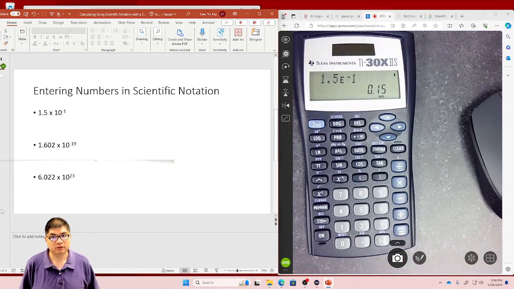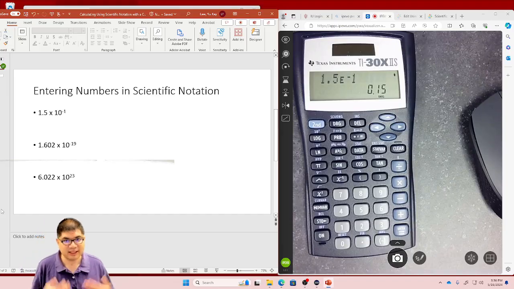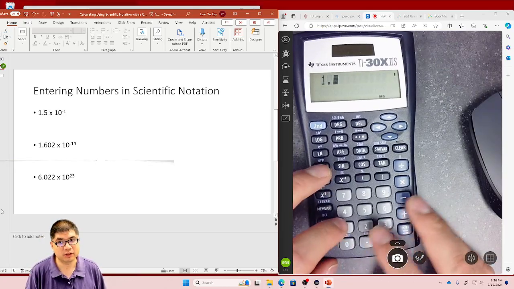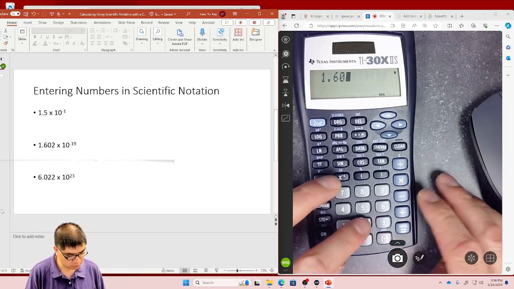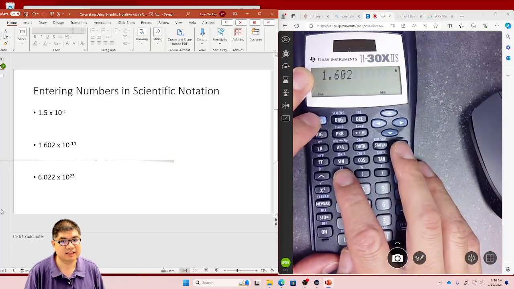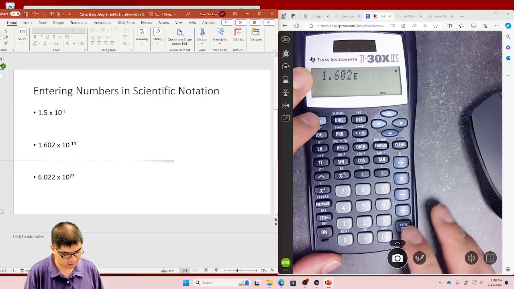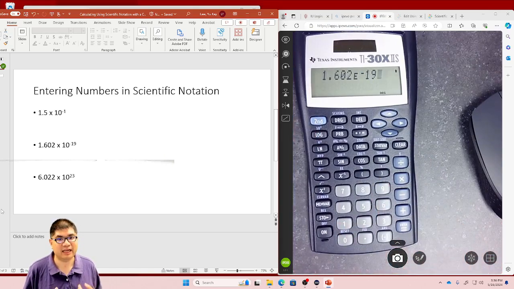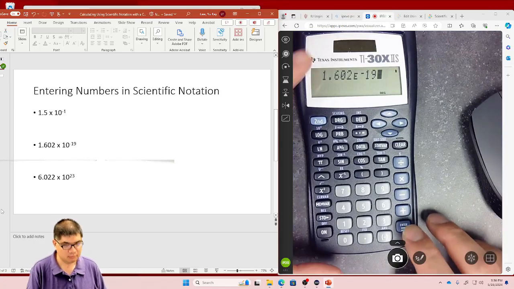So I put it back on float mode. The second number we can do is again similar. I will do this: 1.602 second E, and this is minus, right? So minus 10 to minus 19, because that E here is shorthand for times 10 to the.